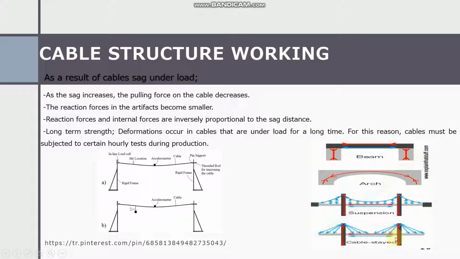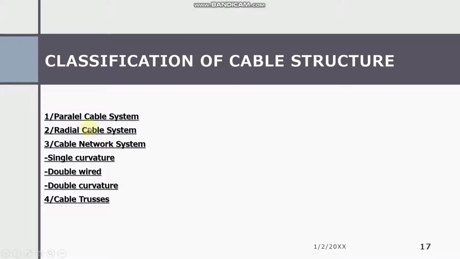Here is the cable state under tension and compression. The classification of cable structures is separated into four main titles: parallel cable system, radial cable system, cable network system, and the cable trusses. The cable network system is also separated into three main titles: these are the single curvature and the double curvature.